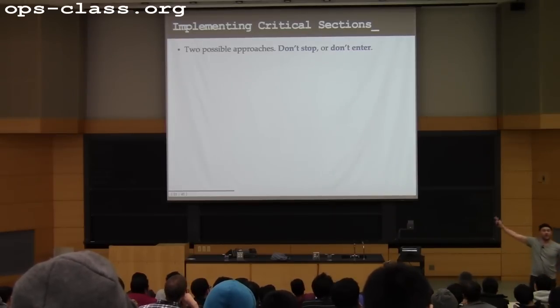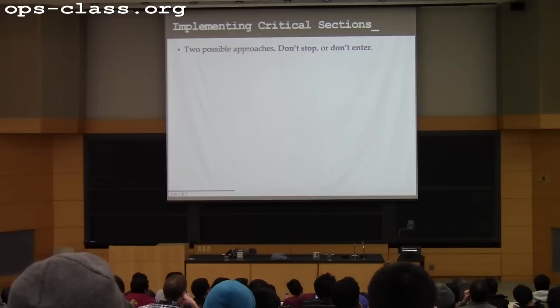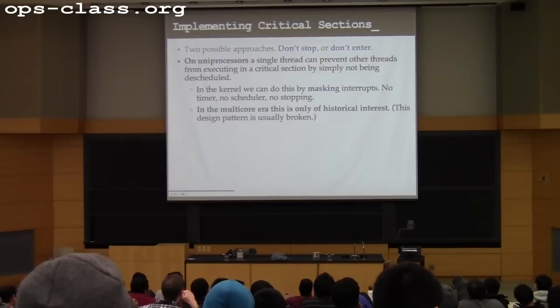If I pursue the don't enter path, I can allow myself to be stopped because other threads won't be able to get in. But if I don't have a mechanism for stopping threads from entering the critical section, I sure better not stop inside of it, right?